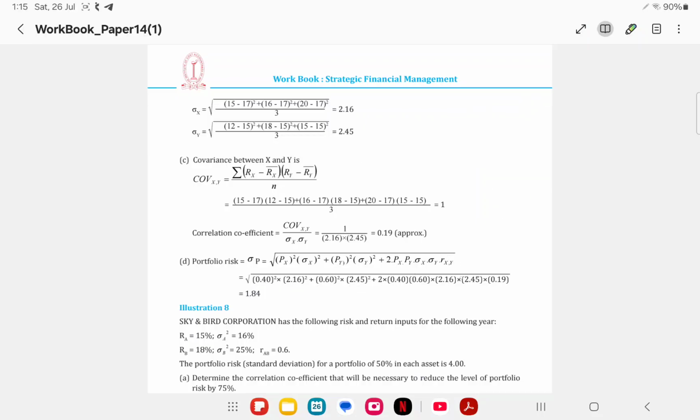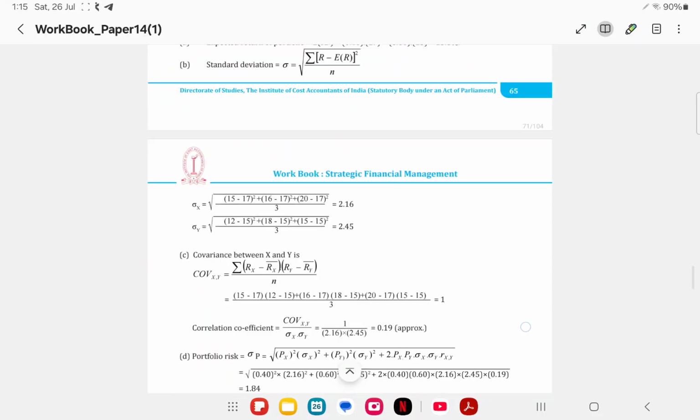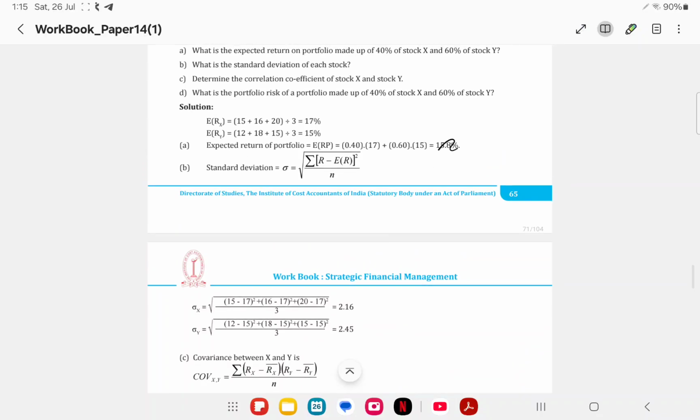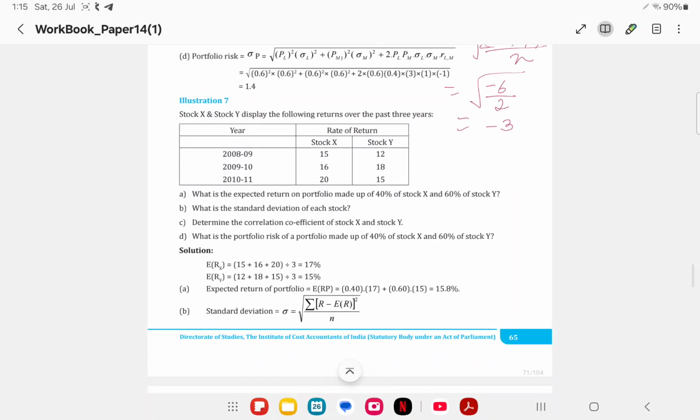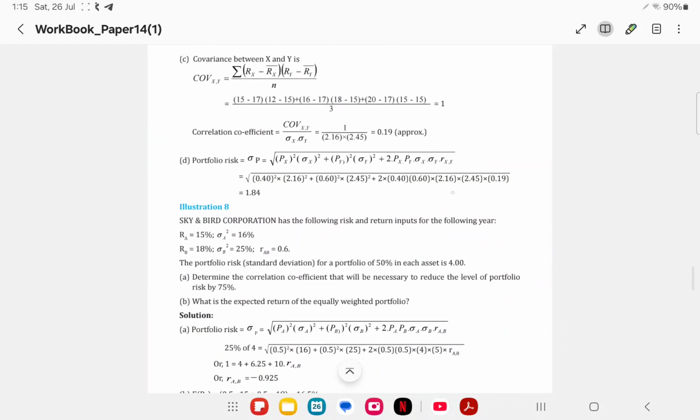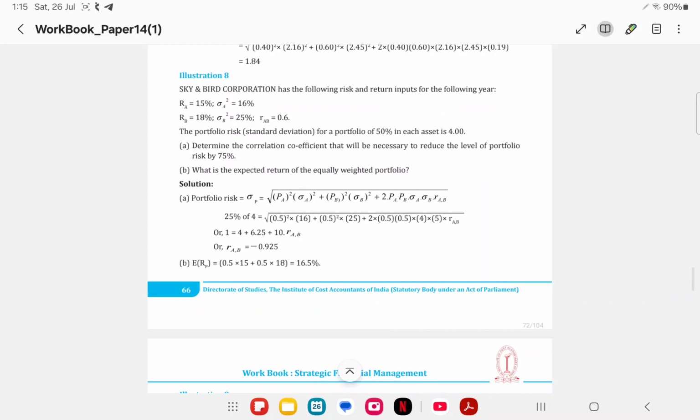This was an easygoing question and it is an important question from the exam point of view. They can give this as an independent question of 6 marks. Okay, so done with illustration number 7. We are moving to illustration number 8.